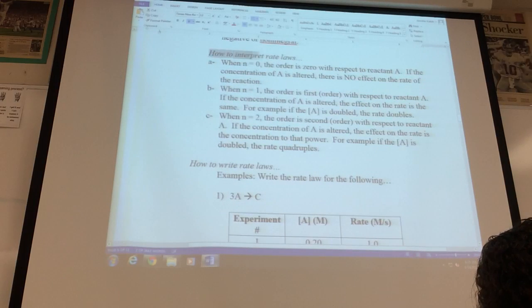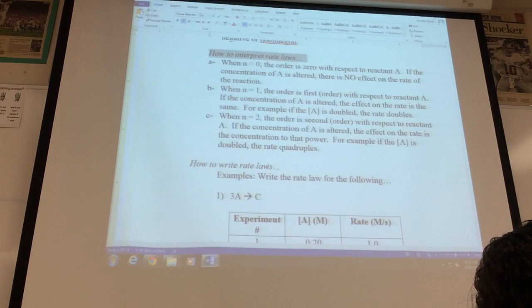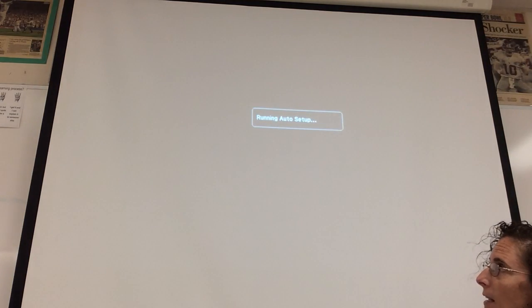It says how to interpret rate laws. So this is all written out for you, but I like to do it mathematically. So I'm going to correspond what I'm doing to A, B, and C here. It says when n is 0, the order is 0 with respect to reactant A. So let's take a look at this. We're going to start with just the rate law we looked at previously.